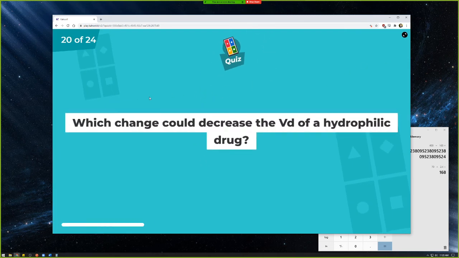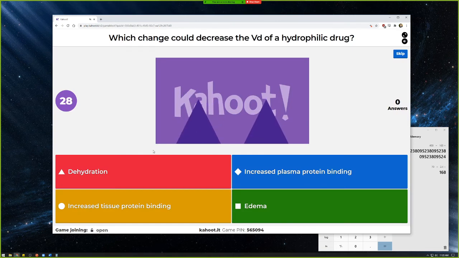So anyway, which change would decrease the volume of distribution for a hydrophilic drug? Dehydration, increased plasma protein binding, increased tissue protein binding, or edema? What do we think?